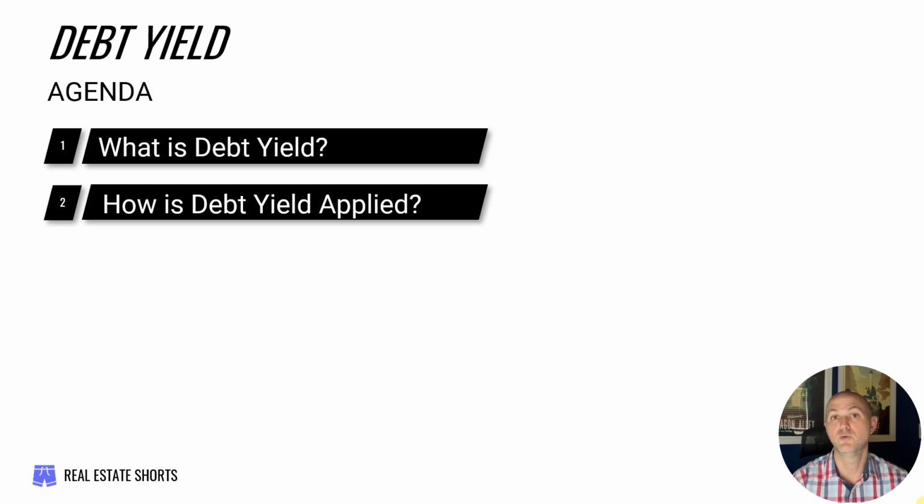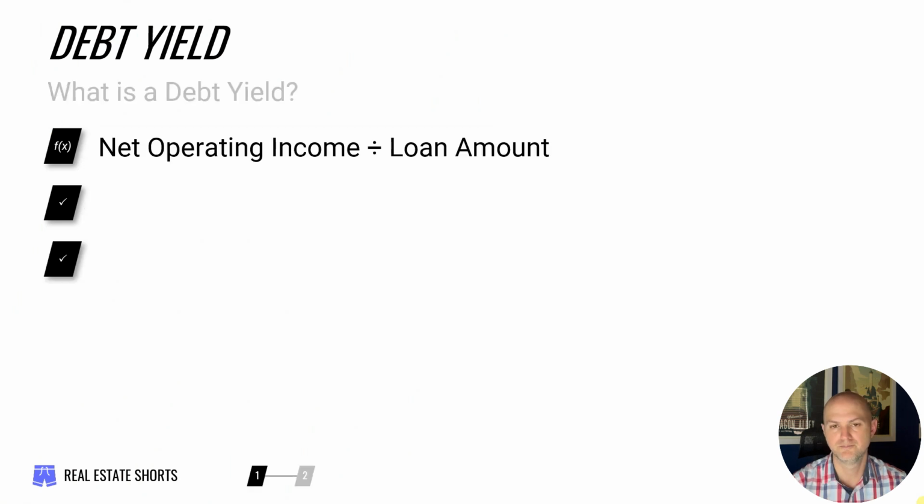help illustrate how we apply debt yield, or how you as a borrower can understand and try to negotiate debt yield. So first, what is debt yield? Formulaically, debt yield is this relationship or ratio between net operating income and the loan amount. So one more time, NOI divided by the amount that you are borrowing, or the amount that the lender is giving you or lending.